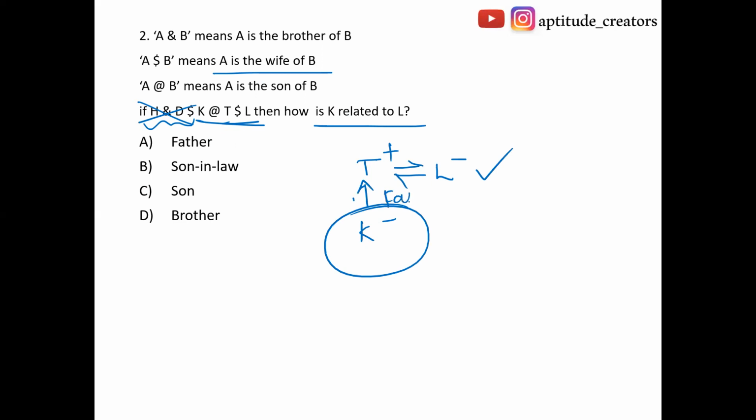Here the person, father, is nothing but, these two people are a married couple. Means we can say this is mother. Correct. Mother. Yes, mother. Now we can say these two people are a married couple. Means K is the son of T and L. Correct. Answer is option C, son. How is K related to L? Son.